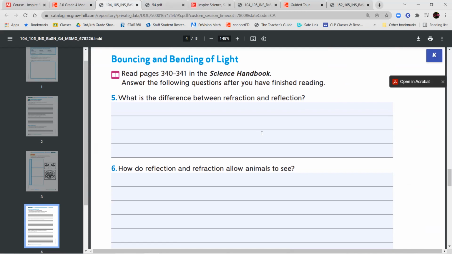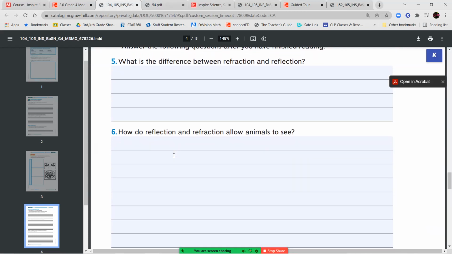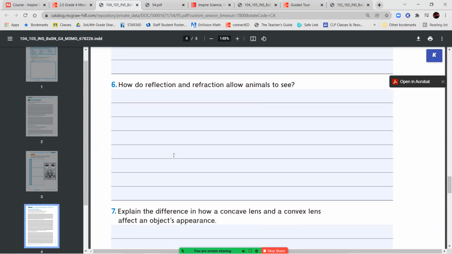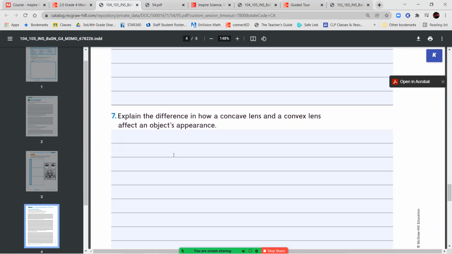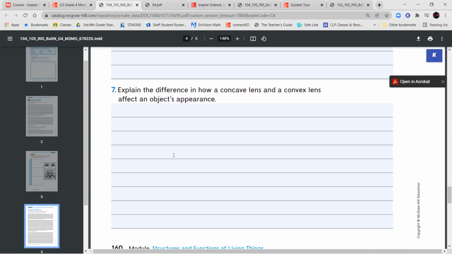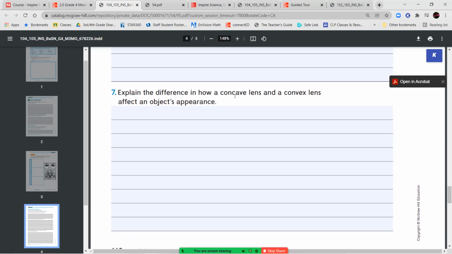So reflection and refraction. Your questions for this section are going to be, what is the difference between reflection and refraction? How do reflection and refraction allow animals to see? And then explain the difference in how a concave lens and a convex lens affect an object's appearance. So how do they affect the way that you see an object if you're looking at it through a concave lens compared to when you're looking at it through a convex lens?